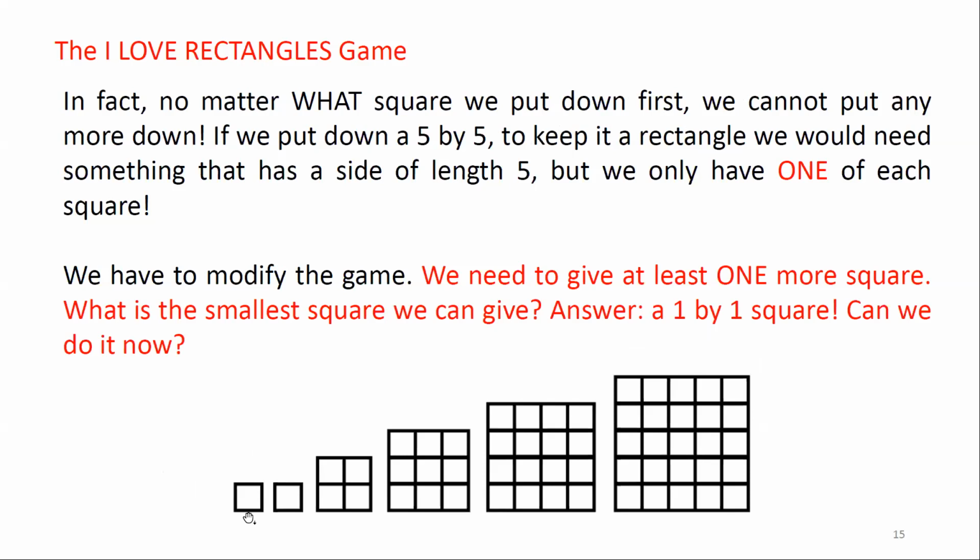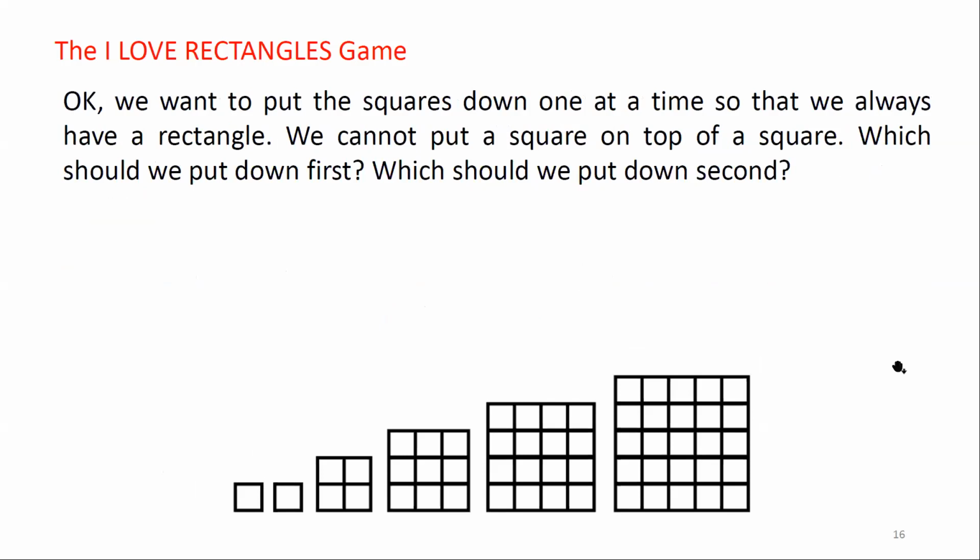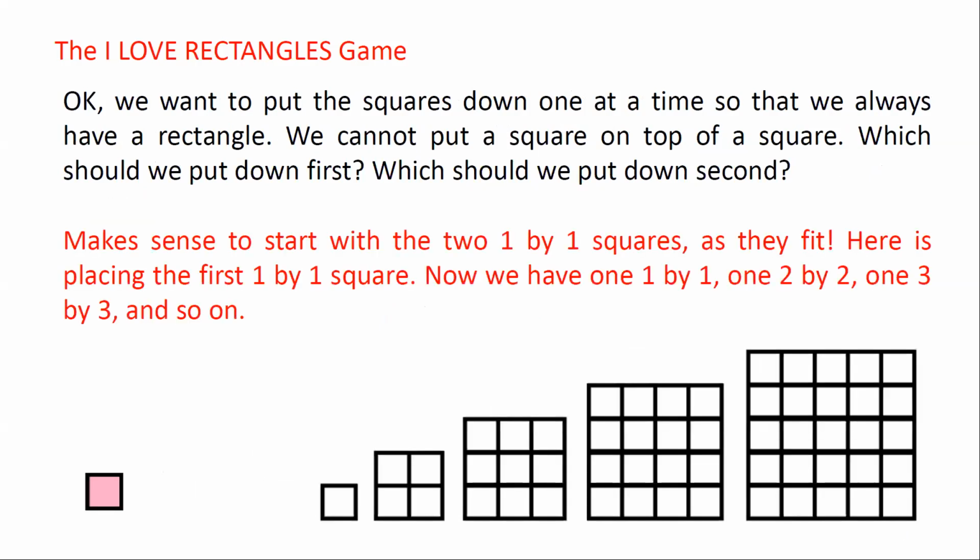So now we have two 1 by 1s, a 2 by 2, a 3 by 3, a 4 by 4, and a 5 by 5. I haven't given you that much more. So which should we put down first? Which should we put down second? 1 by 1. So let's start off with putting down one of the 1 by 1 squares.